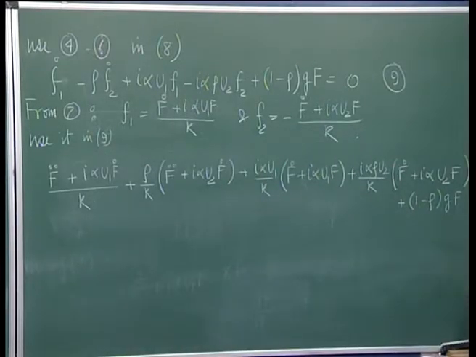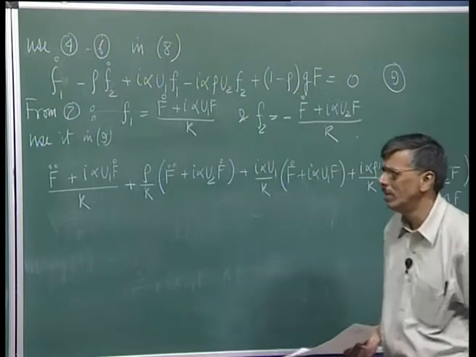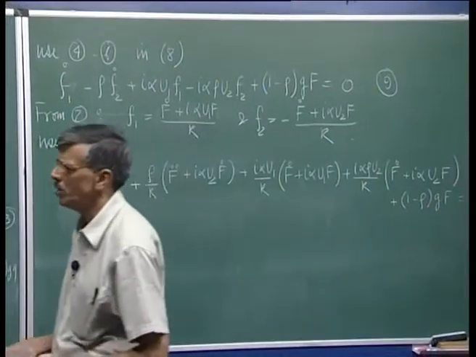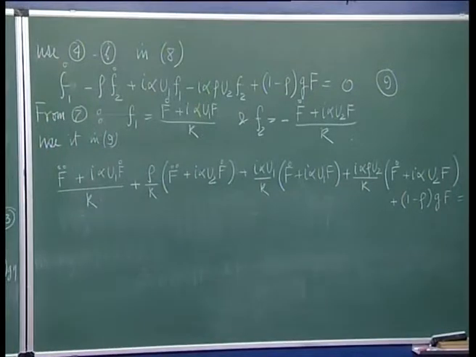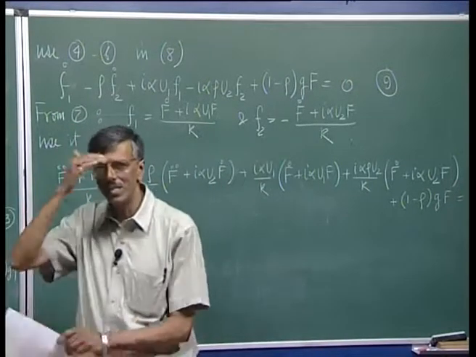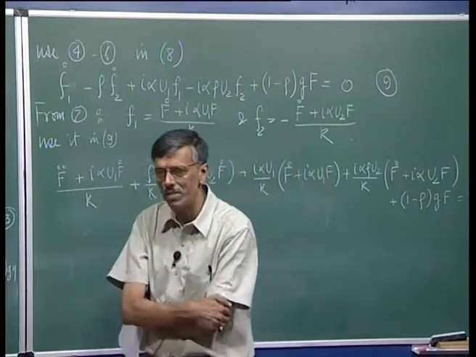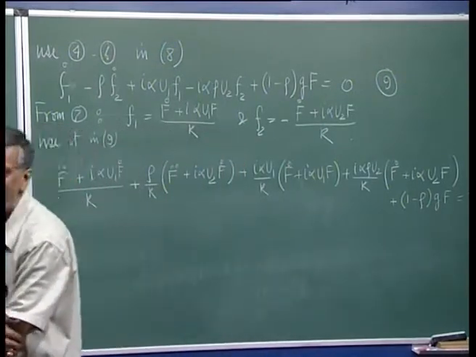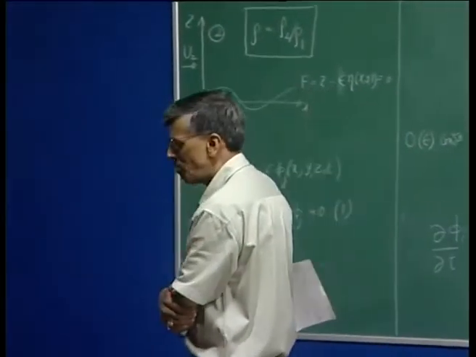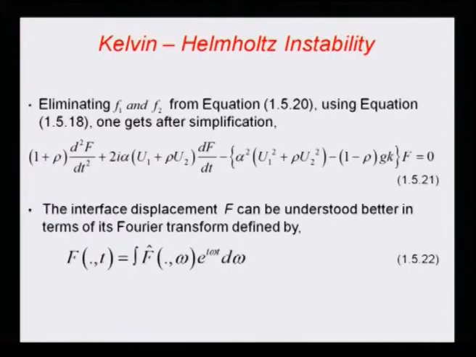So, this is how it looks, and you get that equation. It is a second order ODE, we can solve it. Now, the time variation of the interface displacement, I can also write it in terms of a Fourier transform. That is what we have done here, in terms of a circular frequency omega, right.